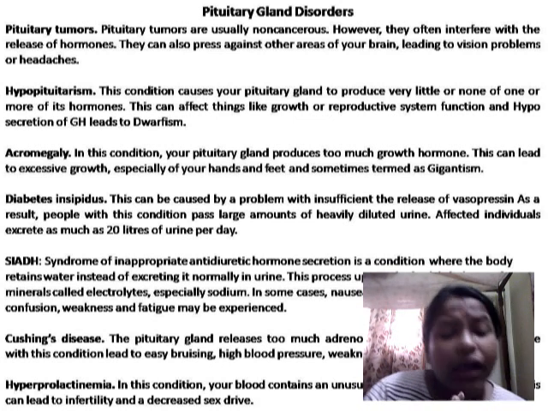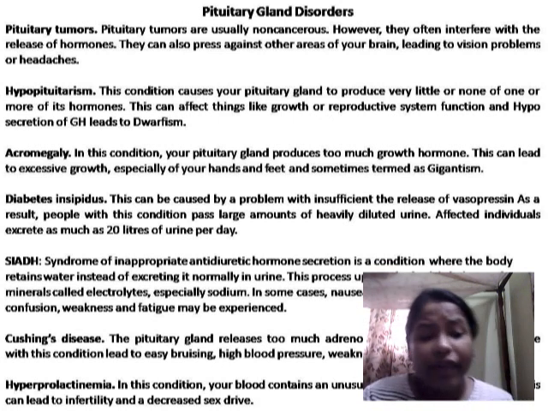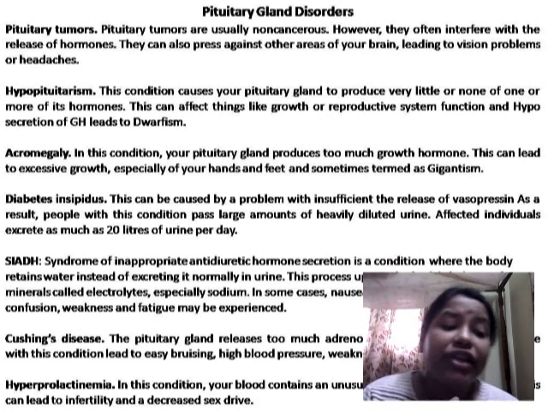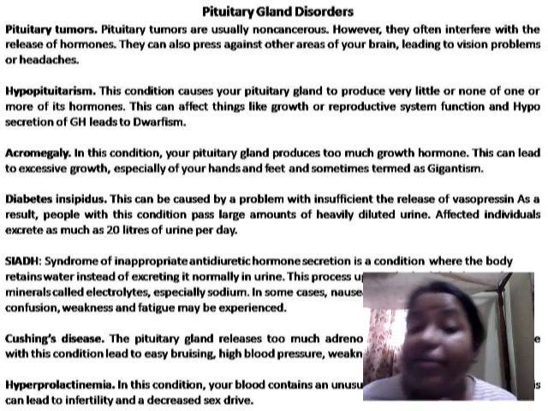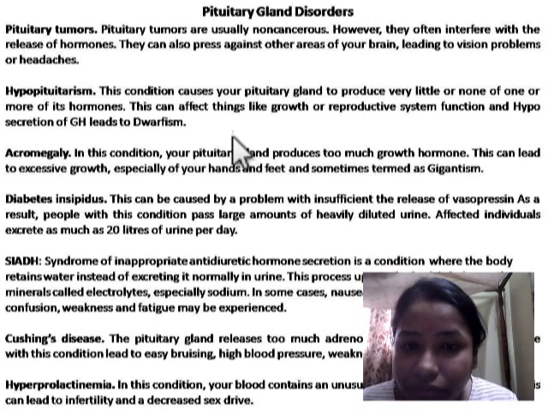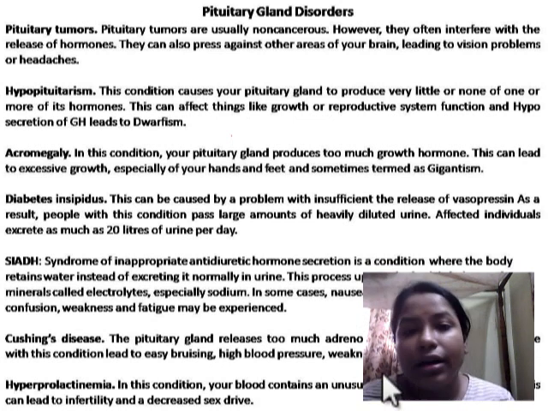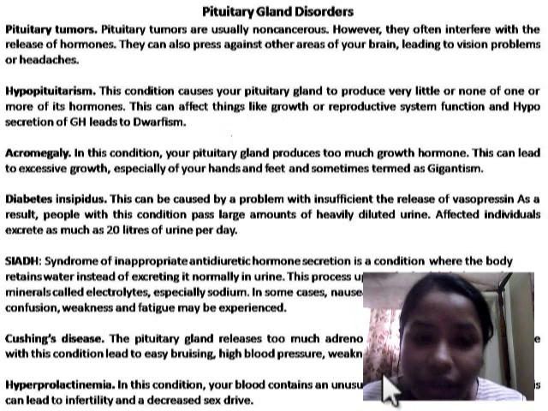The next one is hyperprolactinemia. This hyperprolactinemia is a condition where blood contains an unusually high amount of prolactin. This can lead to infertility and a decreased sex drive. So this was all about the pituitary gland disorders.